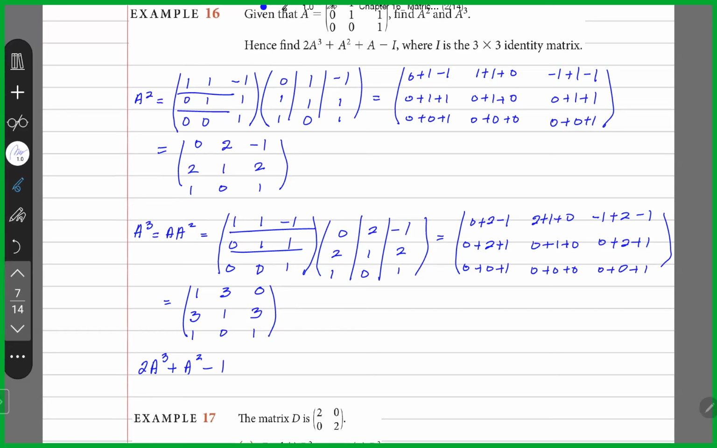All right, I don't think we have space for that, but let's try. 2A cube, it's 2 times A cube, plus A squared, minus I. And this is the 3x3 identity.